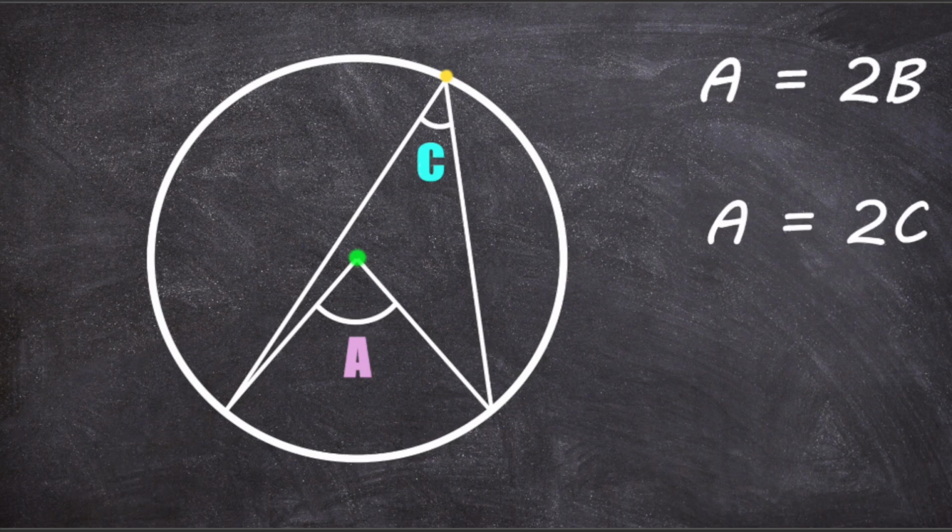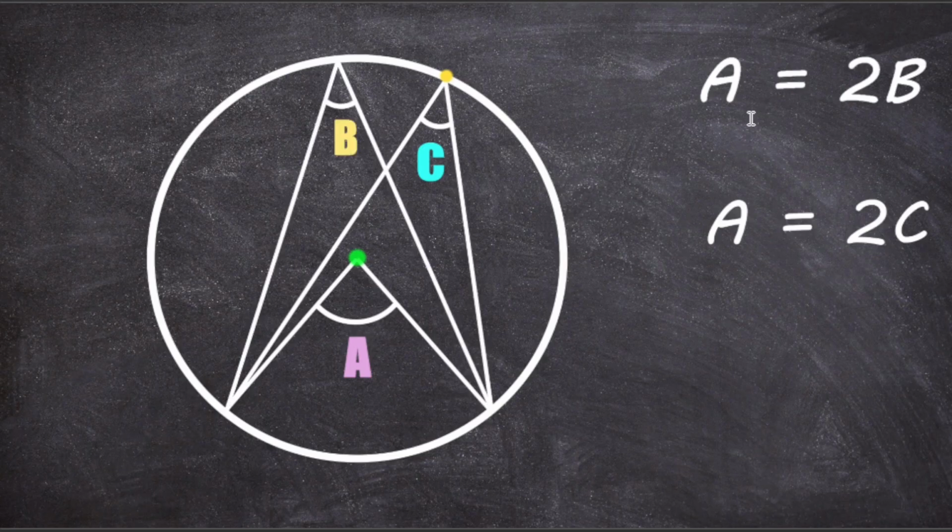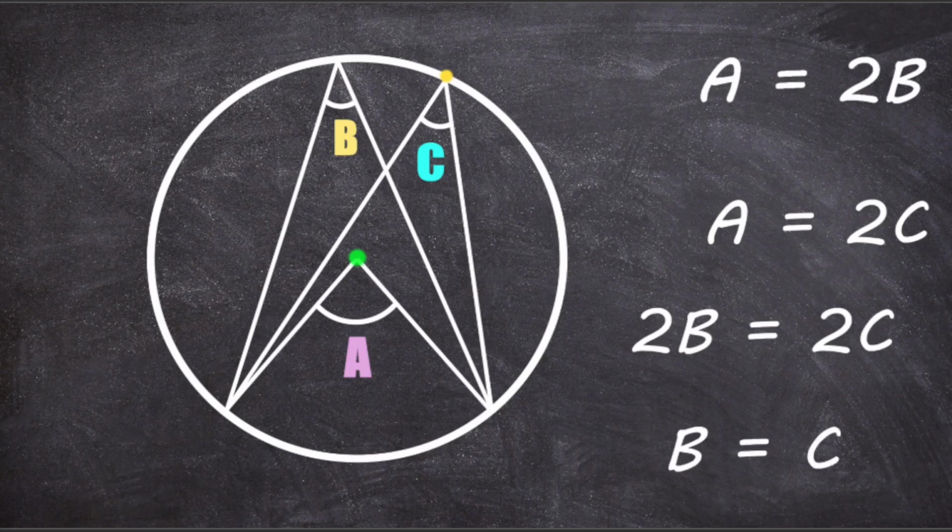Now let's put back in the first angle we created at the circumference. And we can see from our equations that A is equal to 2B and A is equal to 2C, which means that 2B and 2C must be the same value. So 2B equals 2C. We can divide both sides of this equation by 2, and that means that B must be equal to C. And now that we've shown that those two values are equal to each other, we can remove the angle A.